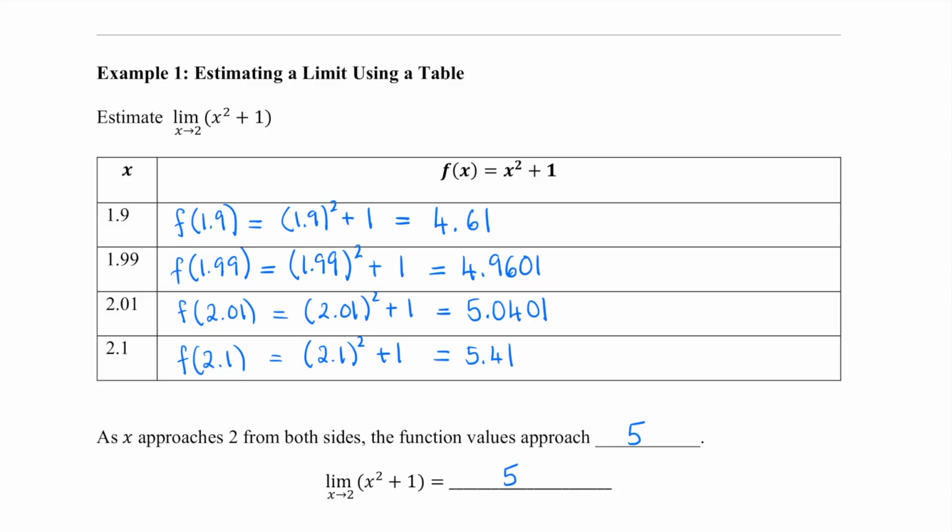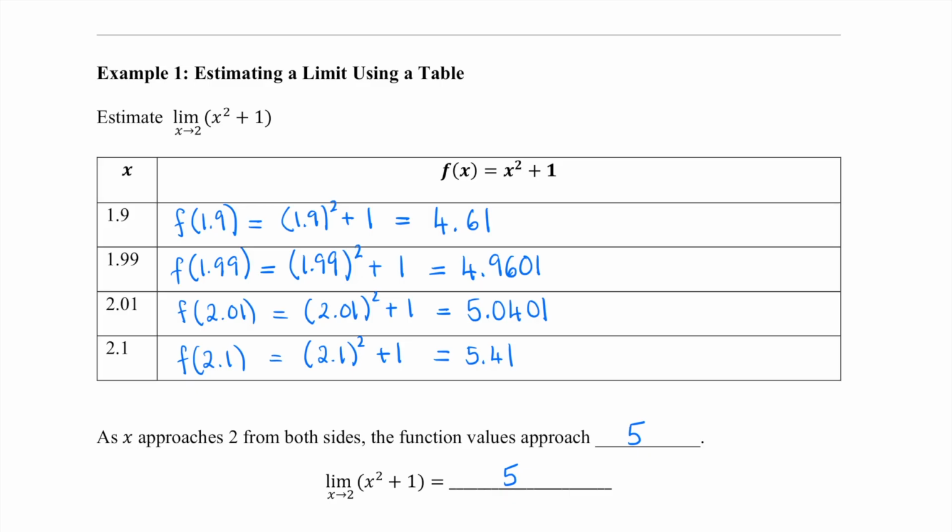Notice something interesting? For this function, f of x equals x squared plus 1, if we just plug in x equals 2 directly, we have 2 squared plus 1, which is 5. So in this case, the limit is the same as the function value. This happens because the function is continuous. But remember, this is not always true.